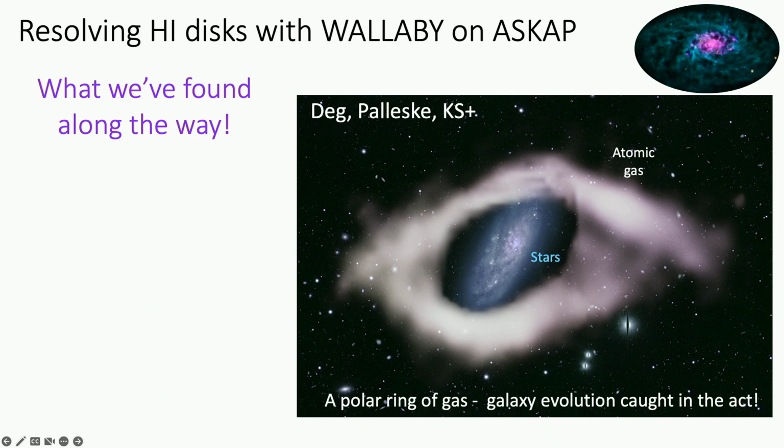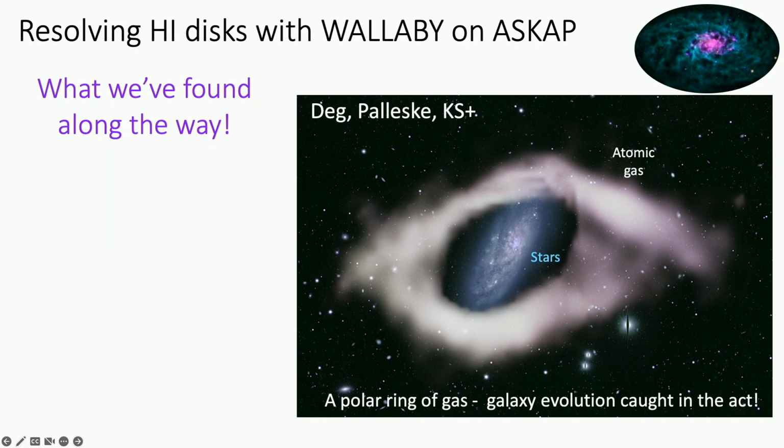It turns out that when you map the sky at higher resolution than you ever had done before, you find some things you don't expect. Here's an example of what we found along the way. This is a galaxy that has atomic gas that's associated with the stellar disk. I'm just showing you the stellar disk here. But in addition to the atomic gas that goes with the stellar disk, there's this huge ring of gas here that's at a completely different orientation.